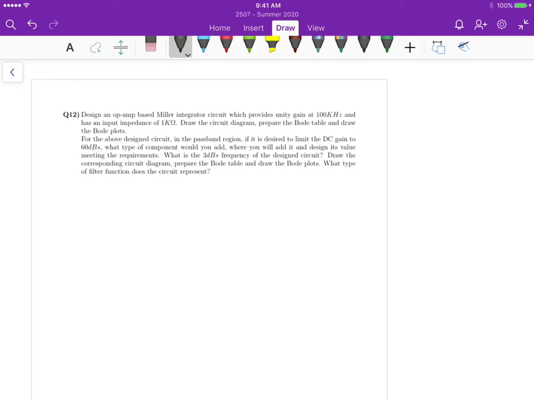So first, design an op-amp-based Miller integrator. Let's call this part A. A Miller integrator using an op-amp is just a resistor here, then we have our op-amp. This is the inverting input, and the non-inverting input we can just ground. And then here we have a capacitor. Here's our Vi, this is our Vout, this is R, and this is C.